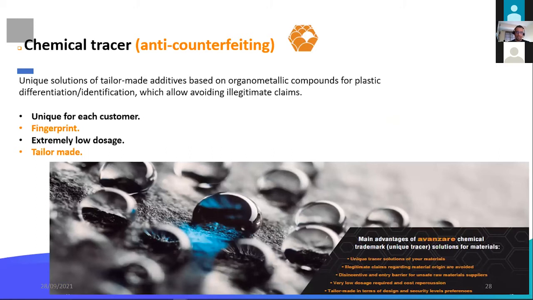Another range of products that we have is a chemical tracer. In this case, this product is focused on anti-counterfeiting solutions. We develop tailor-made solutions to know at the end if the rubber compound, the rubber pieces, are yours or not, and to avoid illegitimate claims. Of course, it's one solution for one customer. It acts like a fingerprint. The dosage is quite low, and it's not only for a qualitative purpose. Sometimes it's also possible to develop quantitative solutions. I mean, sometimes it's possible to know the amount of your product inside another, in the final product, for example.